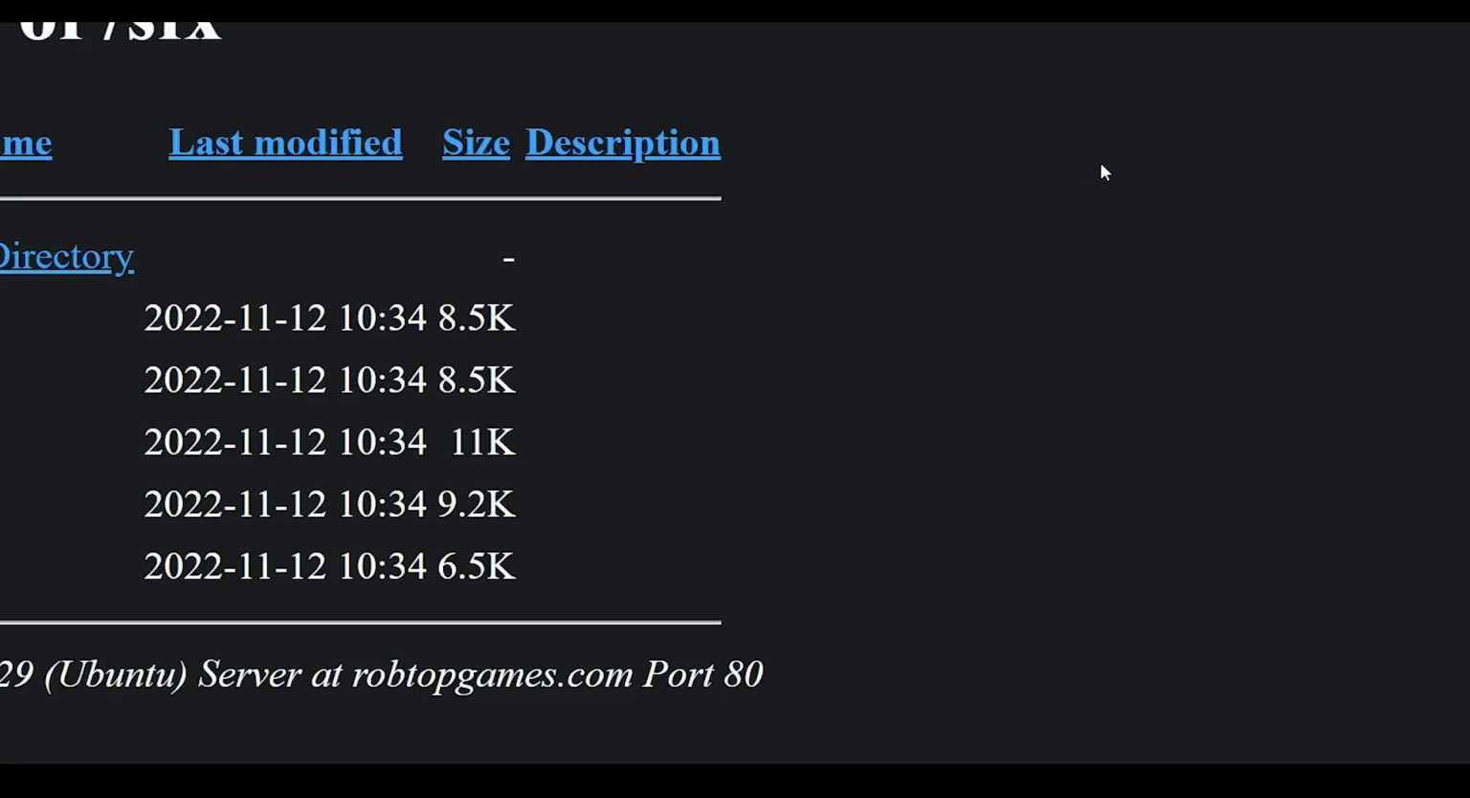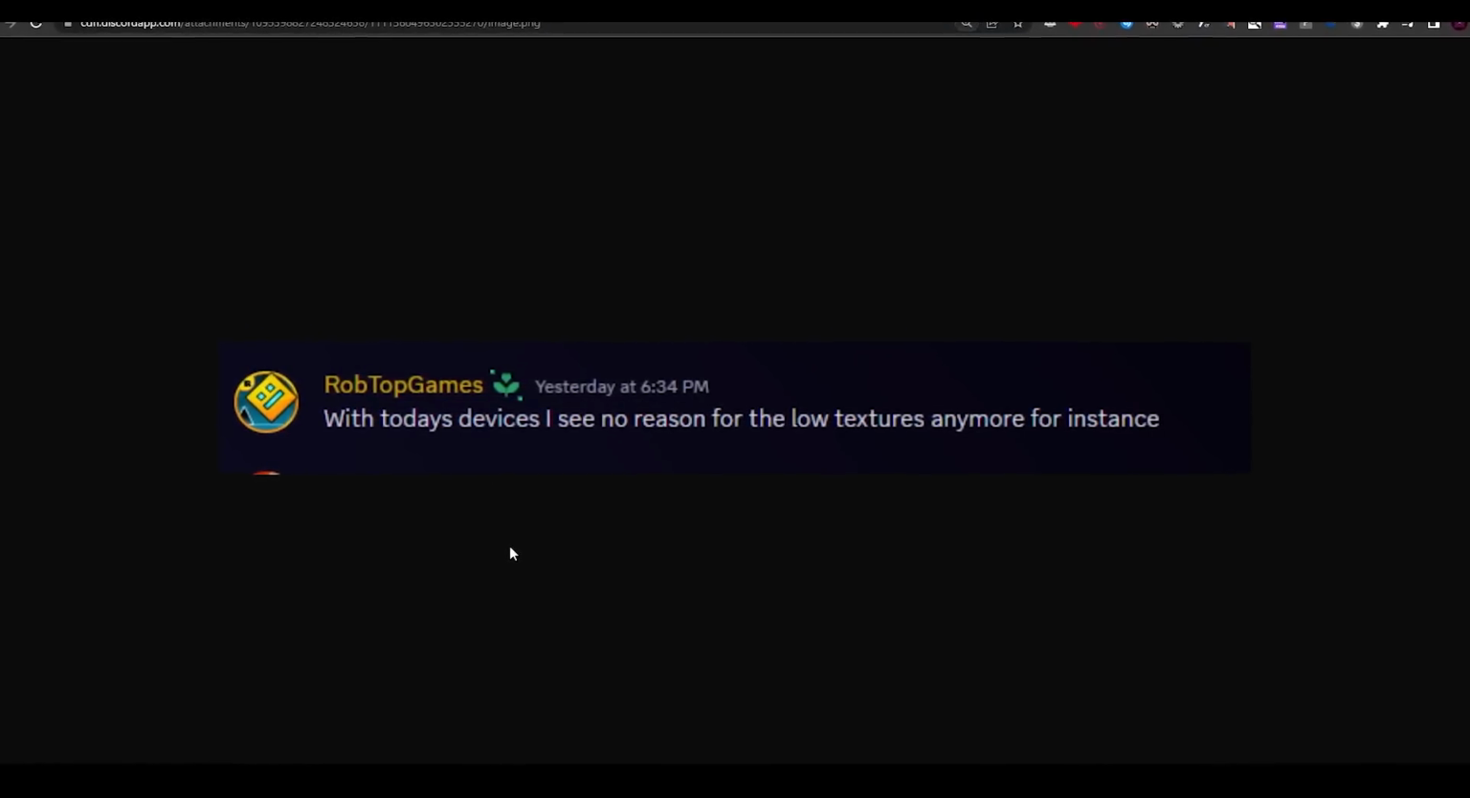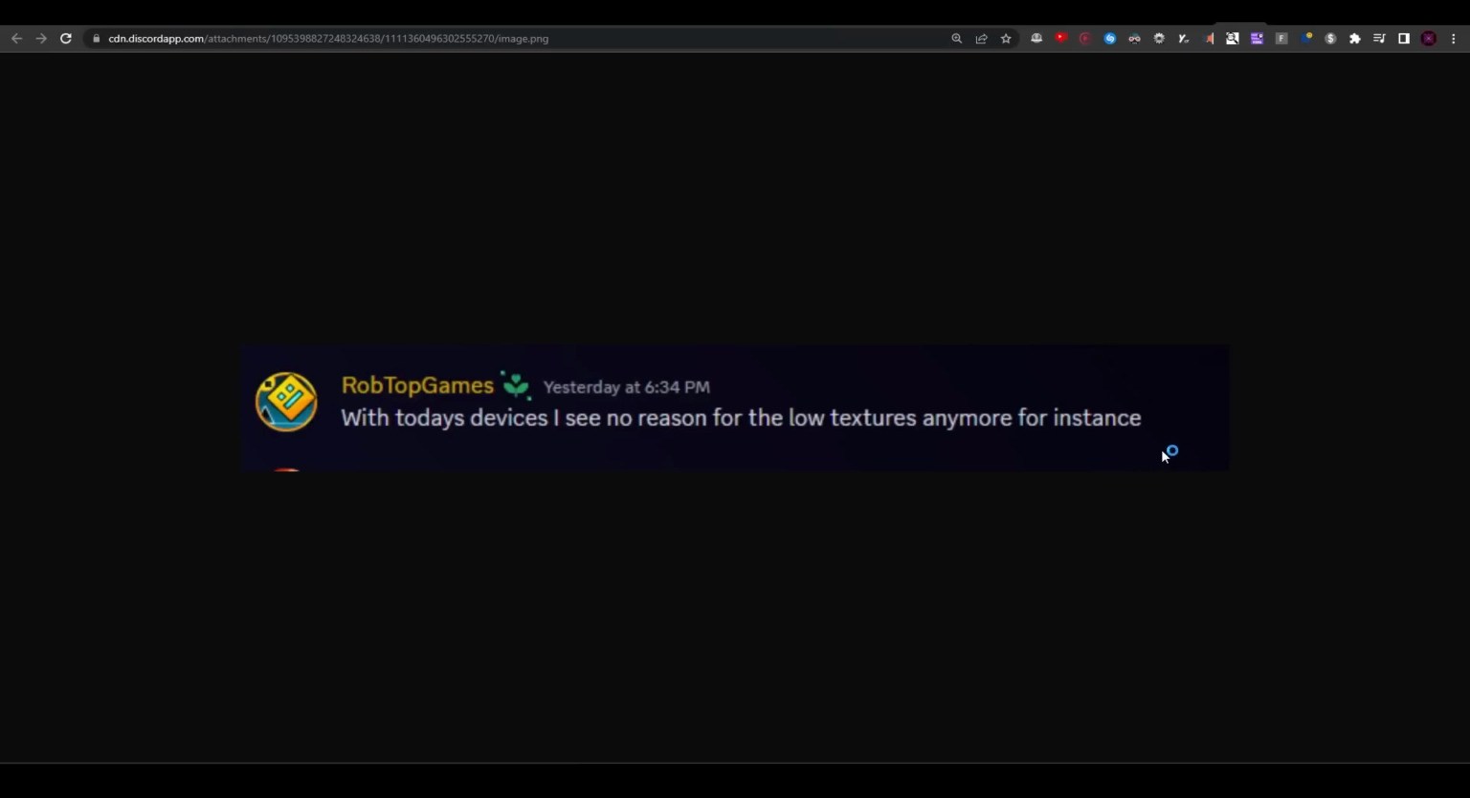Not sure what they're about, but we got even more news, which is kind of cool. So here, RobTop says that with today's devices, he has no reason to keep the low textures anymore, which I think is very reasonable because today's phones are very advanced.